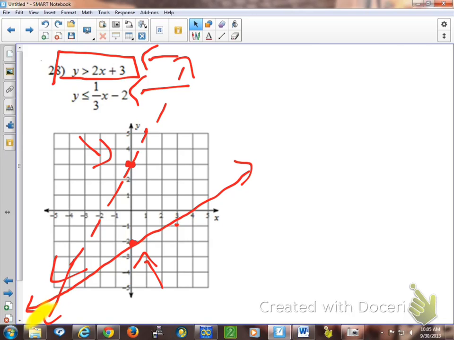All right. Hey, cut it off. What is 17? We'll get to that.